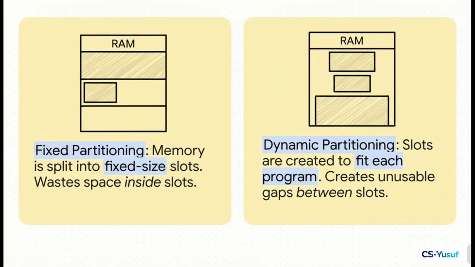Simple, right? But what if your program is tiny and the box is huge? Well, you just wasted all that leftover space inside the box. We call that internal fragmentation. So they got a bit smarter with dynamic partitioning, where they create a slot exactly the size of the program. Great, but as programs start and stop, you get all these little unusable slivers of memory left over between the programs, and that's external fragmentation.